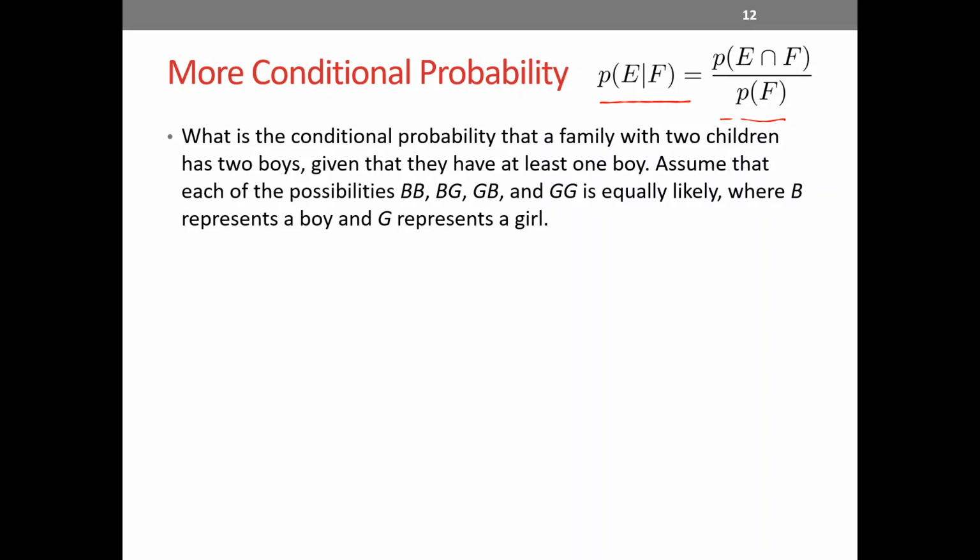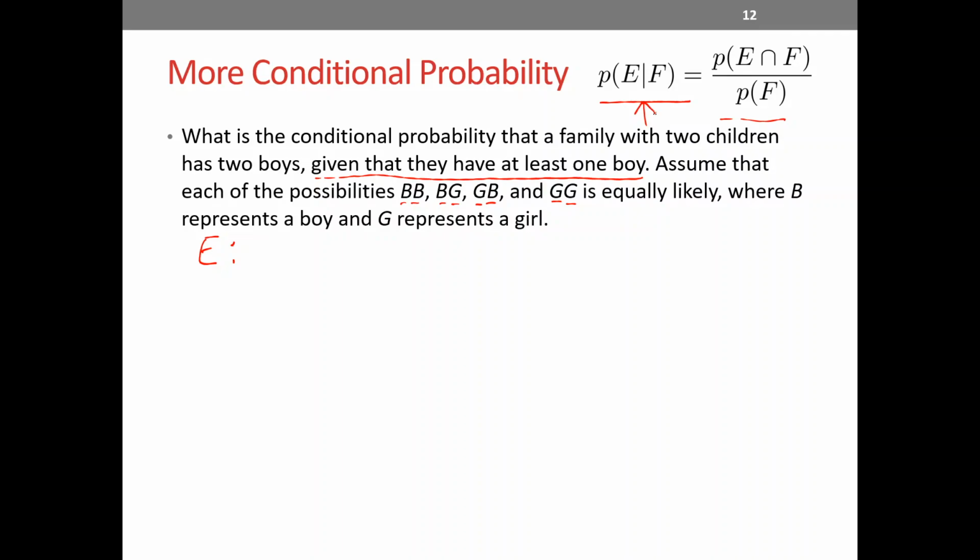What is the conditional probability that a family with 2 children has 2 boys, given that they have at least 1 boy? Now, as we discussed in part 1 of this lecture, there is some additional information given to us, using which we should update what we know about this, right? So let's write down the events in this problem and assume each of the possibilities, boy and boy, boy and girl, girl and boy, and girl and girl, is equally likely. B represents a boy, G represents a girl. So let's write down the events and, based on that, compute the conditional probability of E given F.